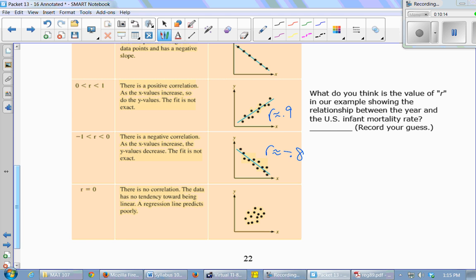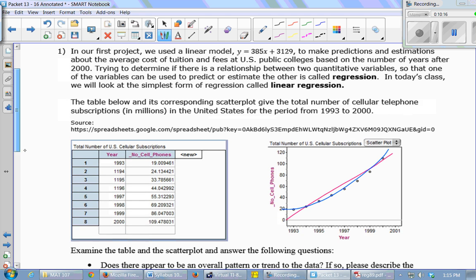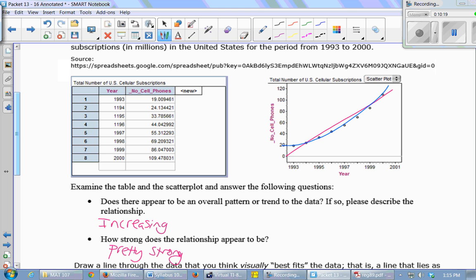So let's go back and look at our scatter plot. I'm going to erase this. Slope has nothing to do with the R value, except when the slope is positive, the R value is positive, but it's not the same value. When the slope is negative, the R value will be negative.